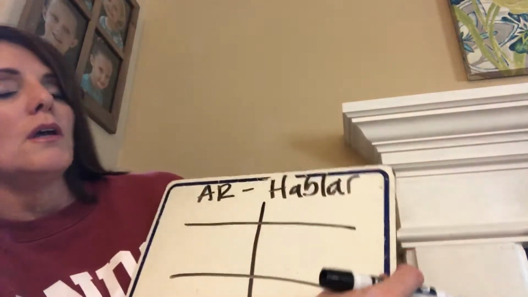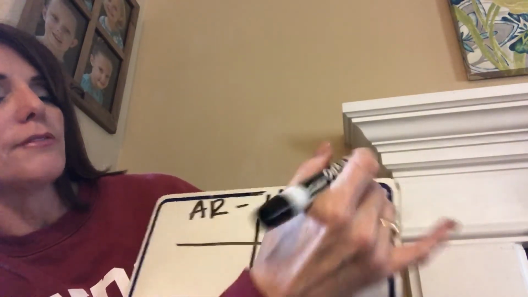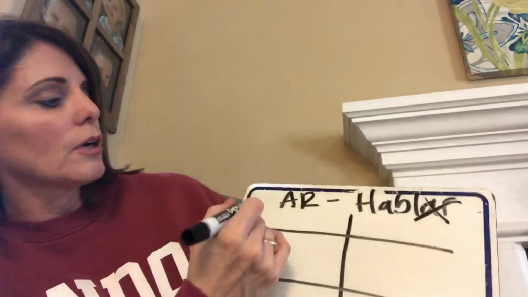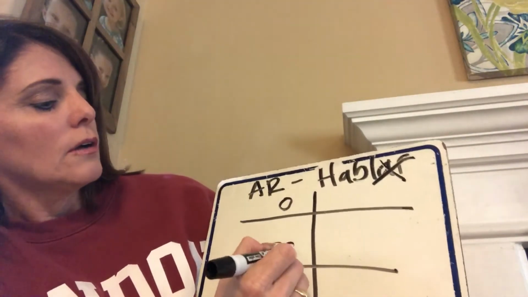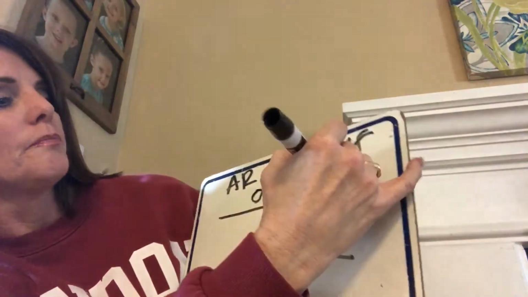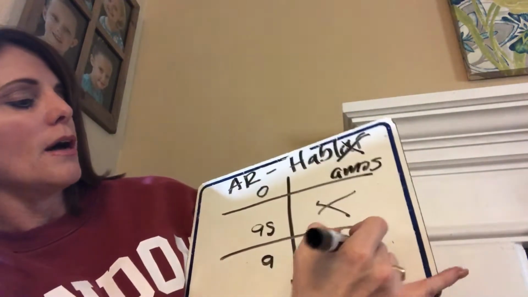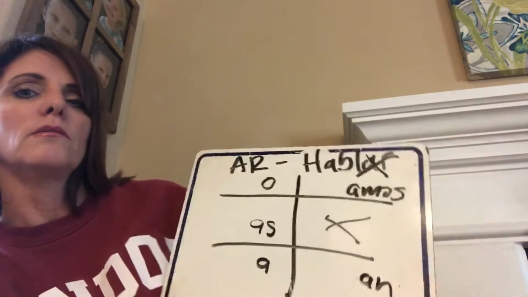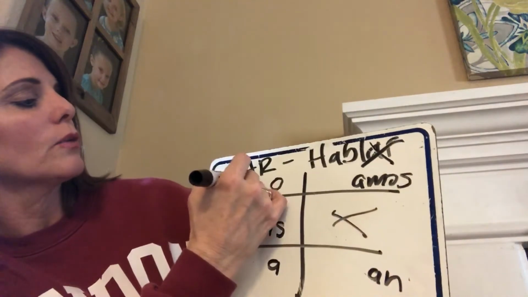Okay, so with the verb hablar, first step is we're going to chop off that AR ending, and then we're going to add these endings: o, as, a, amos. We're going to skip that box, and an. So we're going to take this HABL, habl, and we're going to add it here.